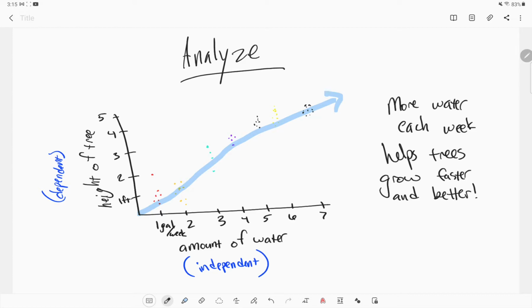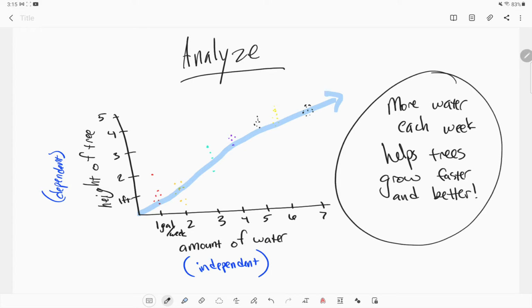This analysis is really important, being able to look at these graphs and then being able to take a graph that's given to you and see this trend, see if there's any patterns there, to be able to then come up with our conclusionary statement. This one, in this example, more water means healthier trees that are growing.